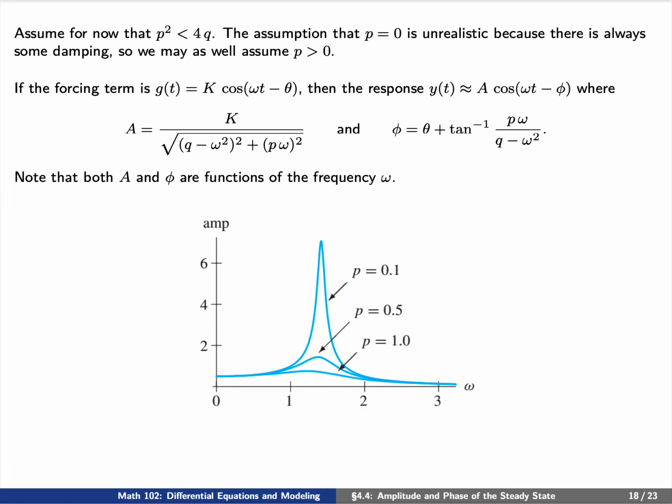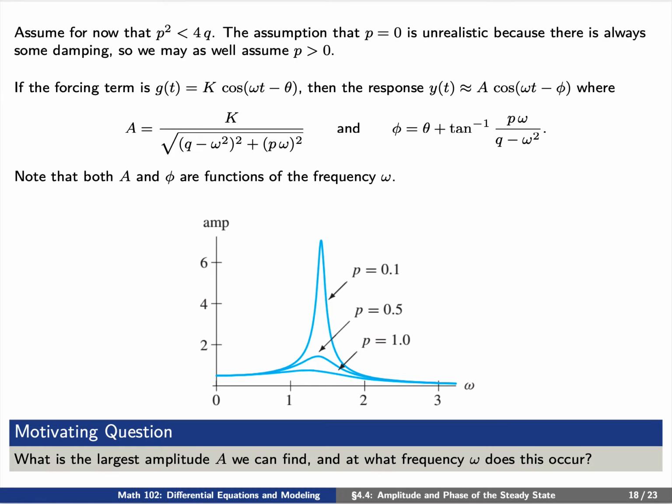Here, our amplitude, capital A, and our phase angle, phi, are both functions of the frequency omega. You can see here on your screen a plot of this amplitude, capital A. You'll notice how it appears that somewhere in the middle of the graph, we have a peak for our amplitude if we view this as a function of omega. Of course, the size of this peak depends upon the damping. When p is very large, we see that the peak is not very great, whereas if p is smaller, then we see that the peak seems to increase.